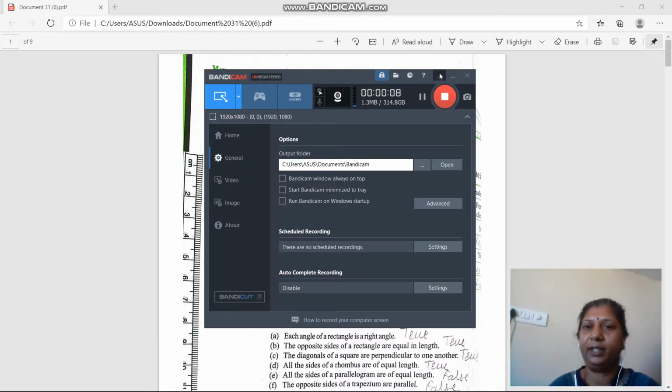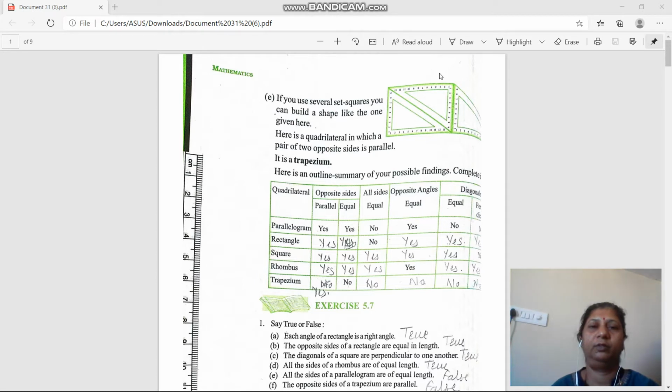We have completed quadrilaterals, right? I think trapezium is also completed. So first of all, we see this box. This box represents the characters of each quadrilateral. First we read all the characters, then we check whether each quadrilateral follows them or not, yes or no. Opposite sides are parallel, opposite sides are equal, all sides equal, opposite angles equal, diagonals equal or perpendicular. Next, parallelogram.